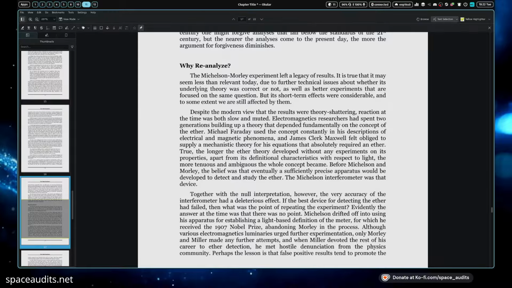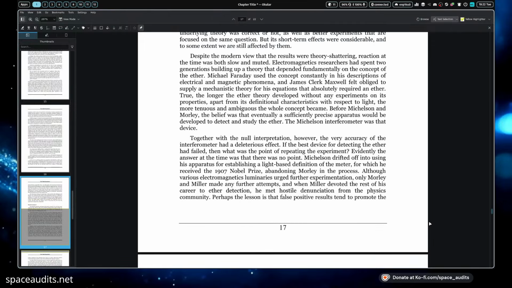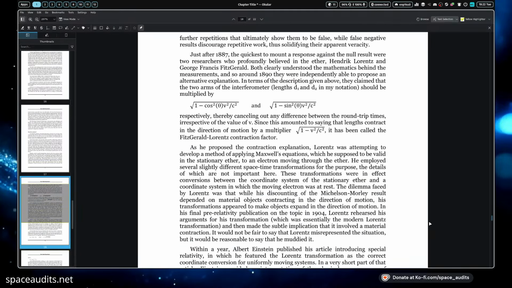Perhaps the lesson is that false positive results tend to promote the further repetitions that ultimately show them to be false, while false negative results discourage repetitive work, thus solidifying their apparent veracity. Just after 1887, the quickest to mount a response against the null result were two researchers who profoundly believed in the ether, Hendrik Lorentz and George Francis Fitzgerald. Both clearly understood the mathematics behind the measurements. And so around 1890, they were independently able to propose an alternative explanation.